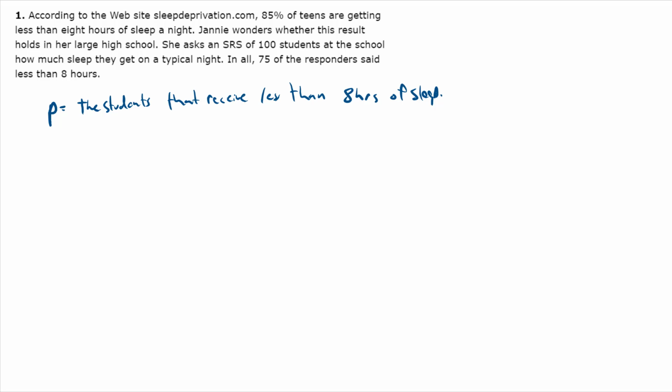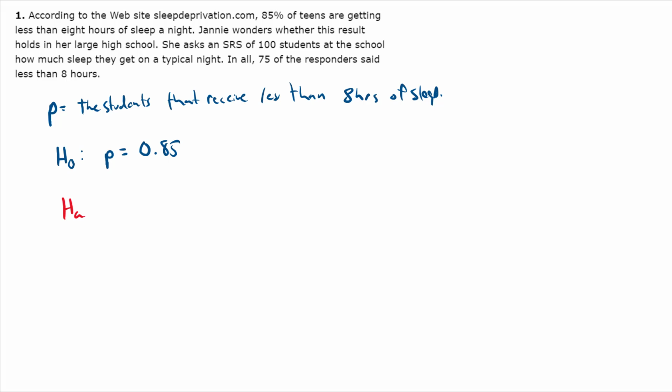So, with this, now let's talk about our null and our alternative hypothesis. Well, for our null hypothesis, according to sleepdeprivation.com, 85% of teens are getting less than 8 hours of sleep. So with that, the proportion is going to equal, your null is always going to equal, 0.85. Okay? So that's what our null hypothesis is. Now let's look at our alternative.